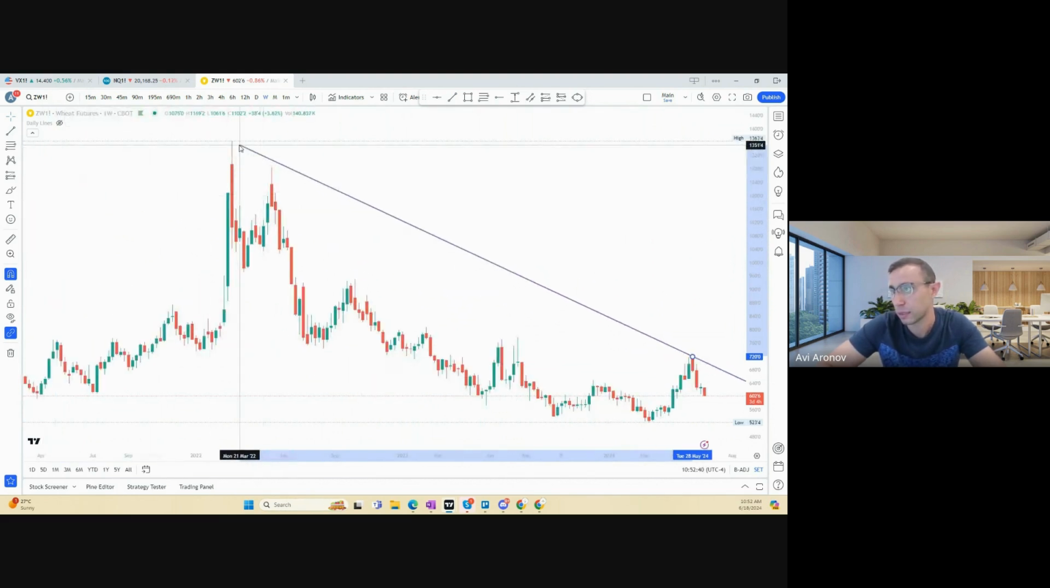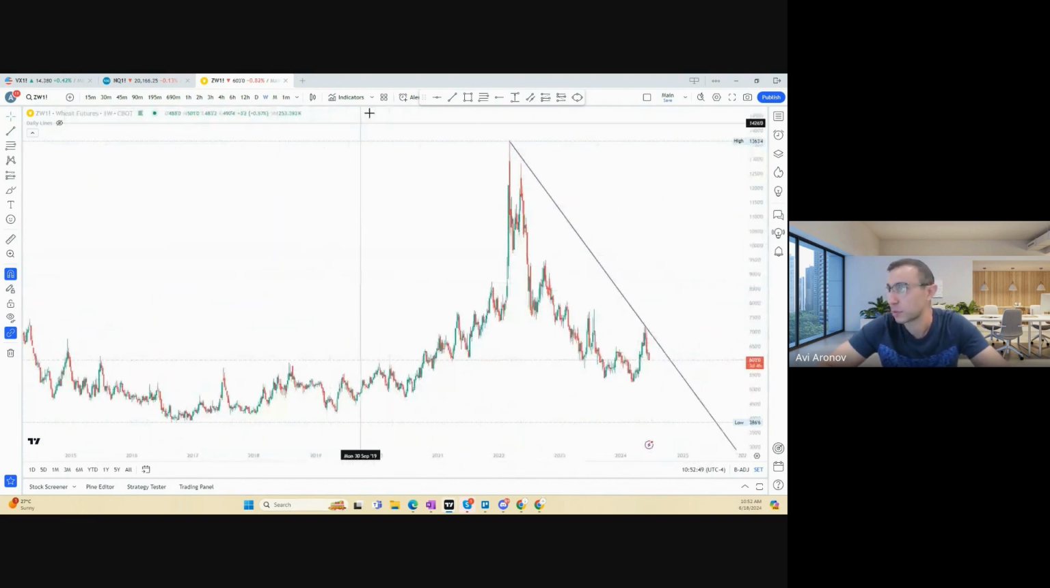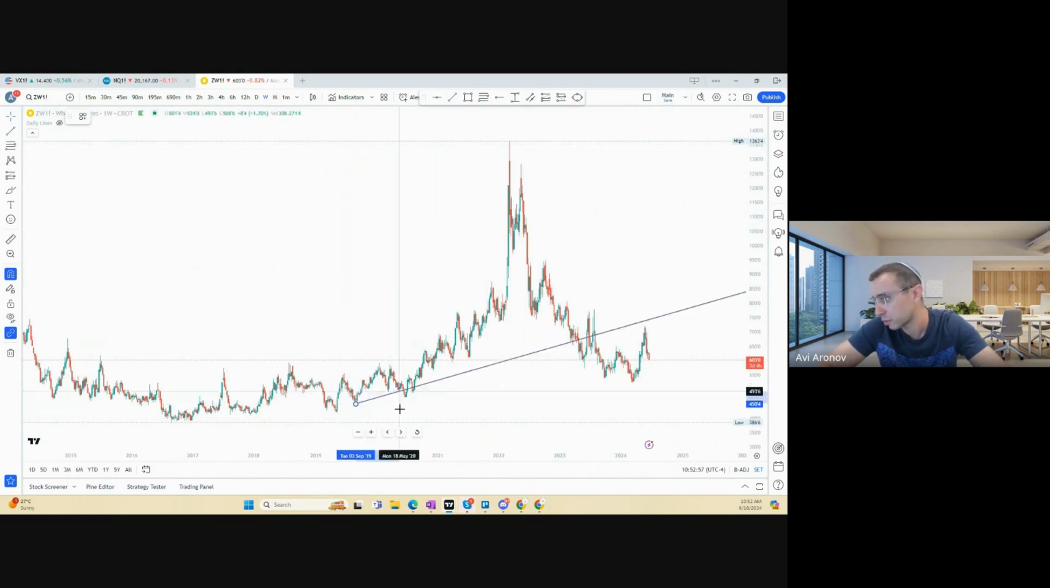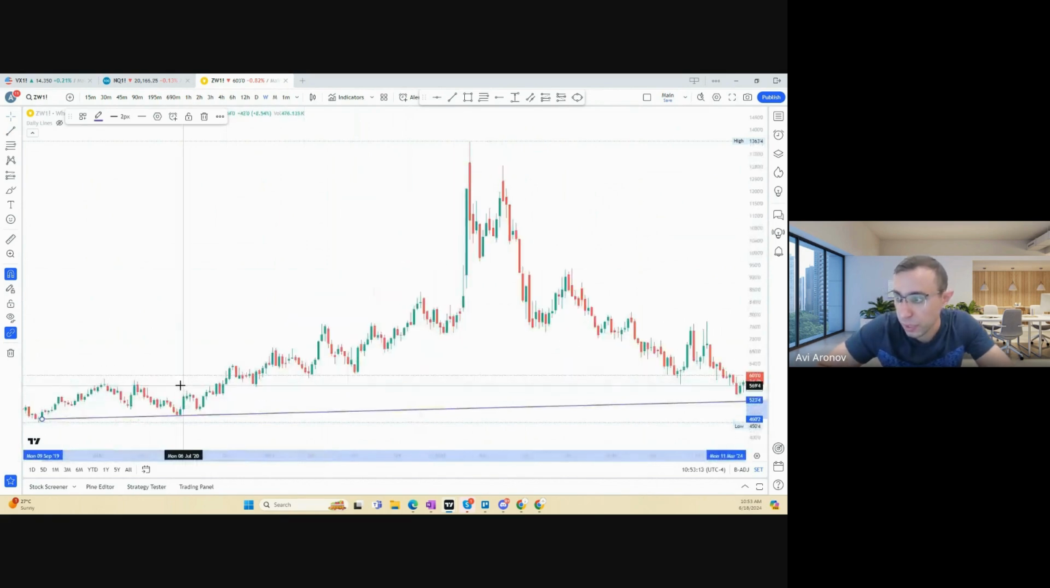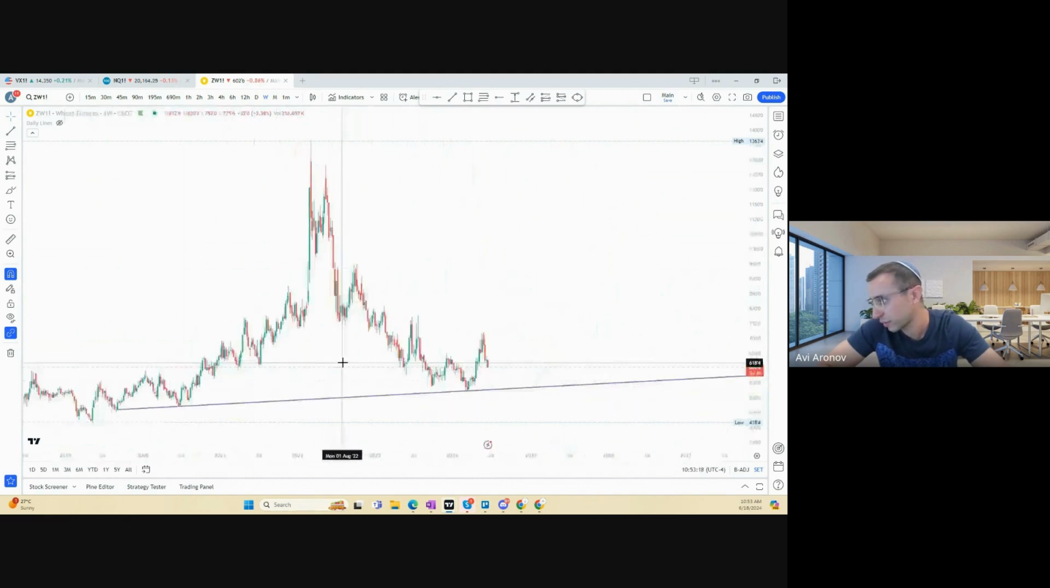And there is nothing at the moment that I can see. From this perspective, we're going to see a trend line here. So then I take from the bottom. So on the bottom side, we have this trend line that we can see.